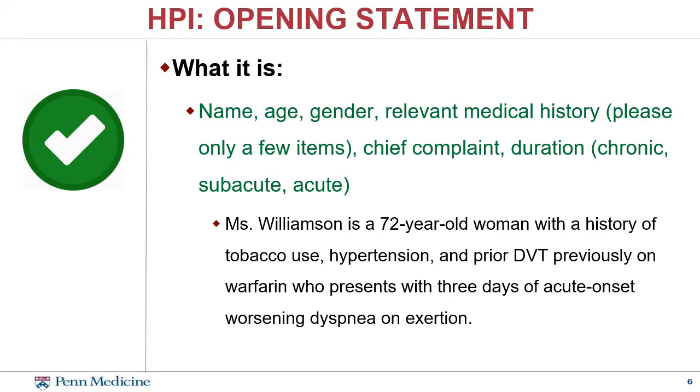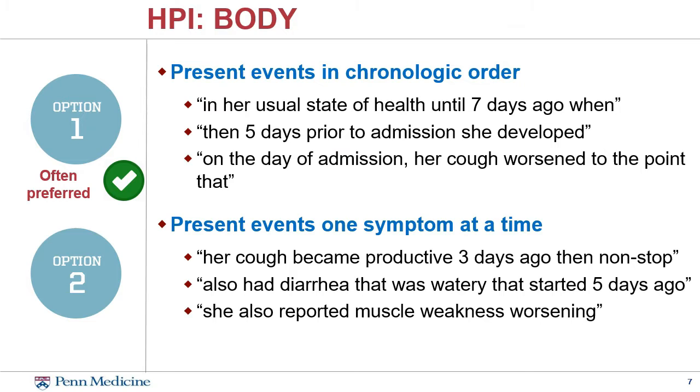So one example here is Ms. Williamson is a 72-year-old woman with a history of tobacco use, hypertension, and prior DVT, previously on warfarin, who presents with 3 days of acute onset worsening dyspnea on exertion. All right, now going into the body.